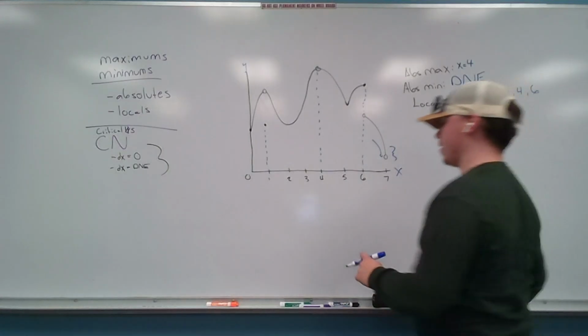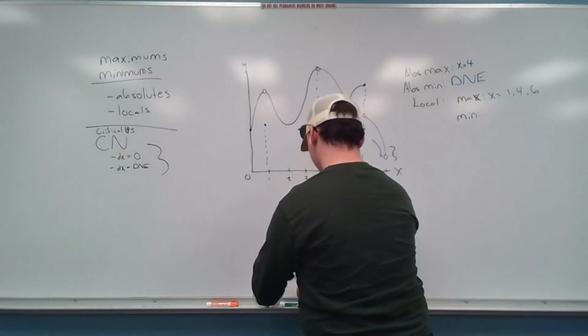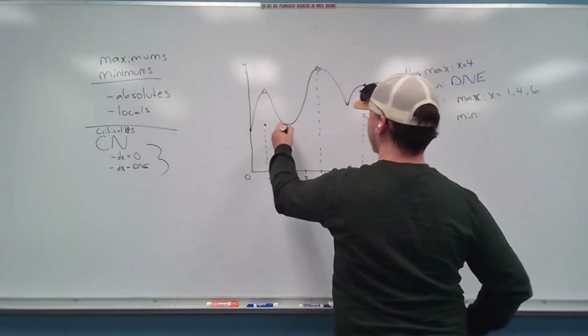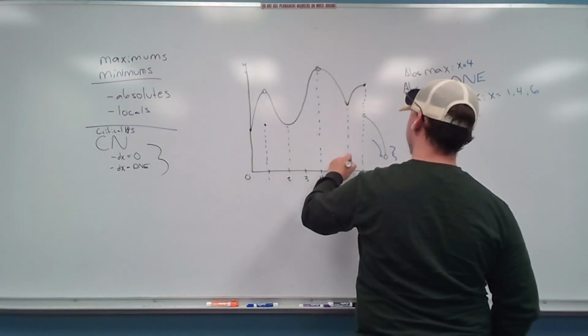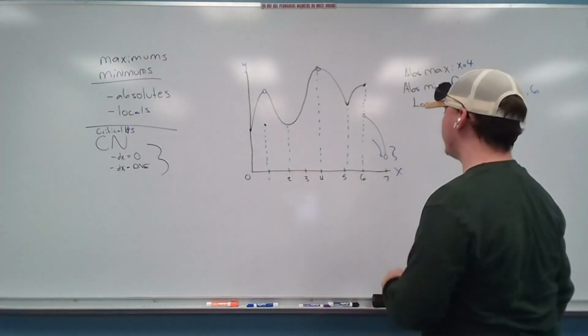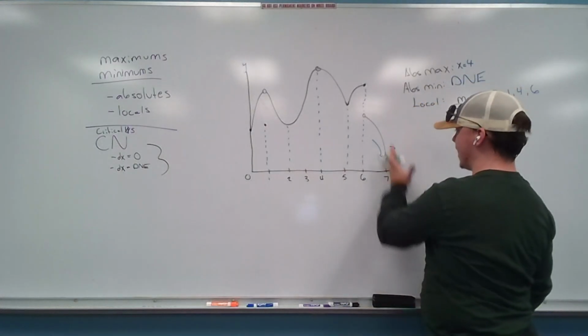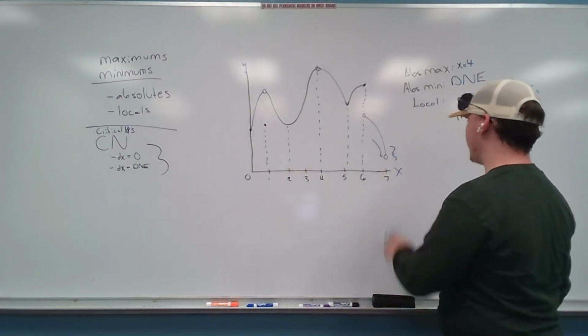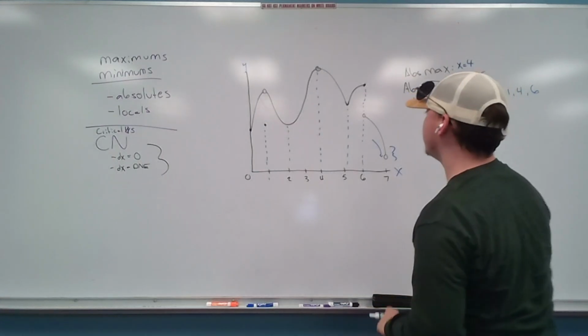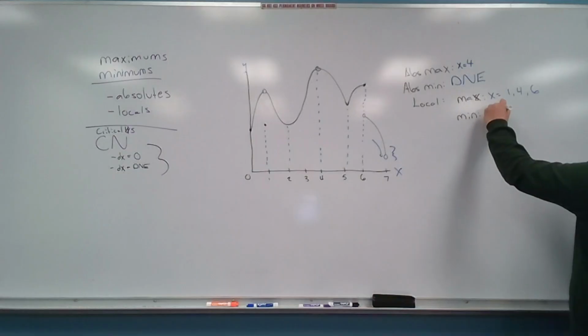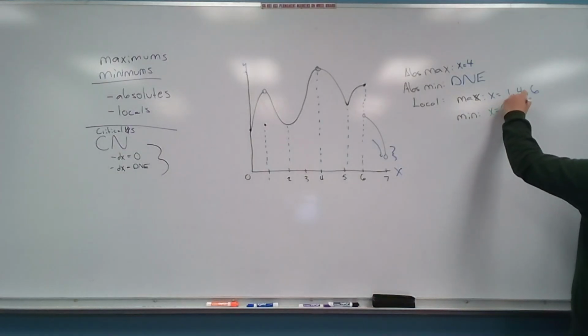Minimums, well, let me change color for this one. Let's go to green. We have 1 at 2, and we have 1 at 5. And we would have had 1 at 7, but it's an endpoint, and you can't have a local there, and it's undefined anyways. So we have 2 and 5. So x equals 2 and 5.